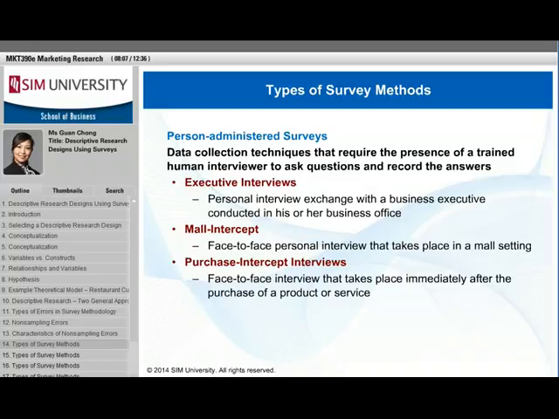Executive interviews are personal interviews exchanged with a business executive, conducted at his or her business office. Mall intercept is a face-to-face personal interview that takes place in a mall setting. Purchase intercept interviews are face-to-face interviews that take place immediately after purchase of a product or service.